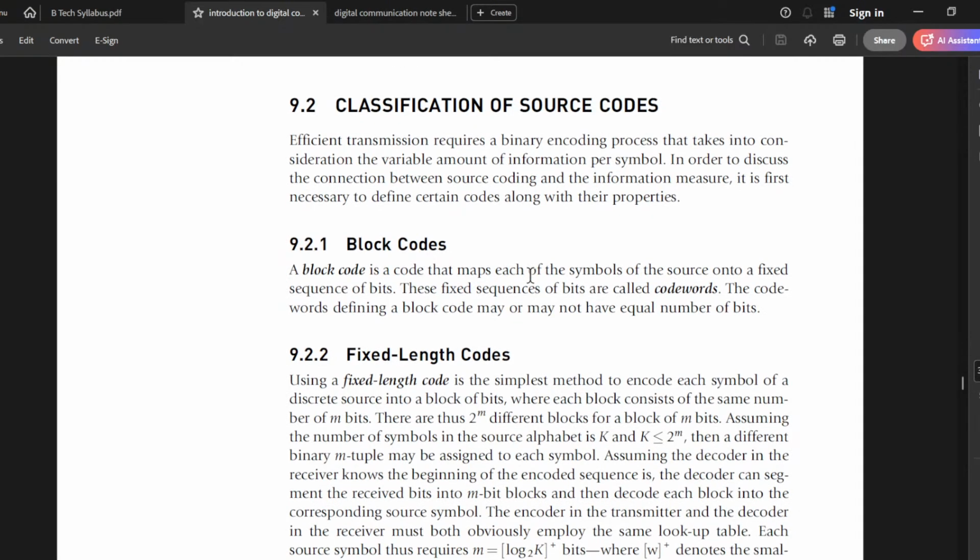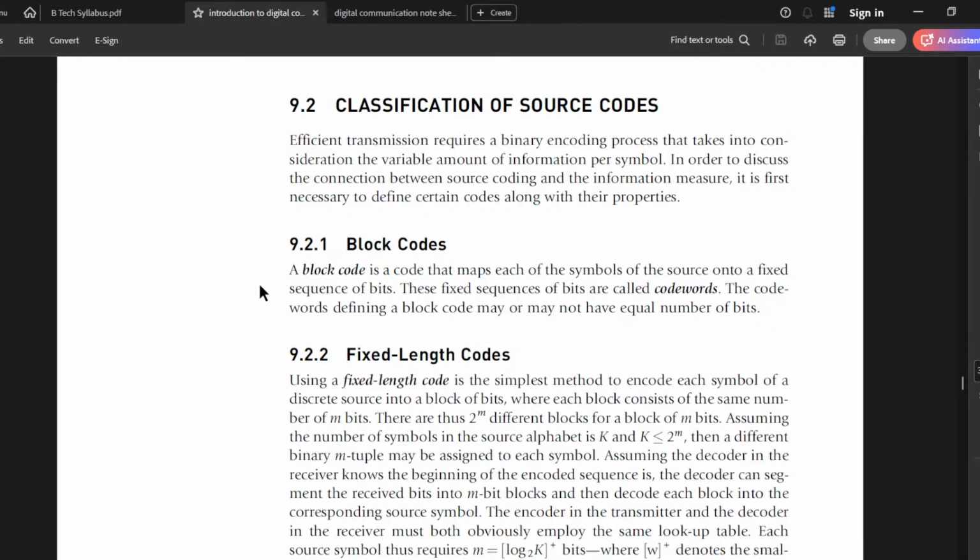Classification of source codes. Finally, some useful information after this English language example. Classification of source codes, guys. The different types of source codes. The first one is block codes. A block code is a code that maps each of the symbols of the source onto a fixed sequence of bits. These fixed sequences of bits are called code words. The code words defining a block code may or may not have an equal number of bits.